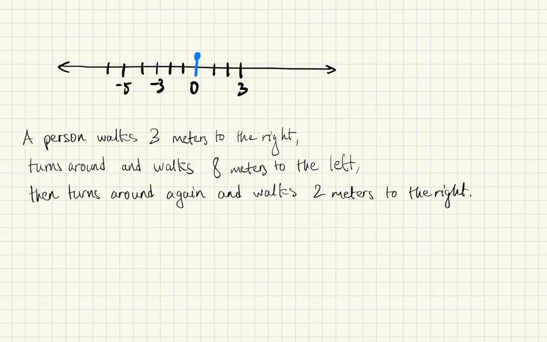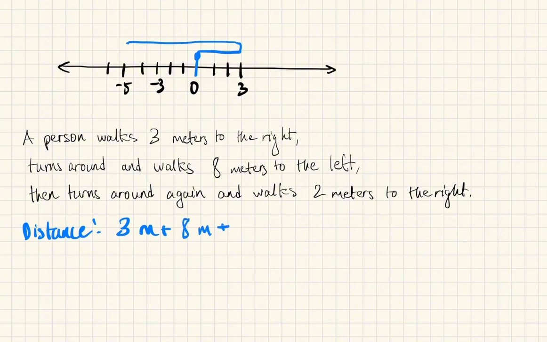This person walks 3 meters to the right. In terms of the distance, so far this person has covered 3 meters of ground. Now the person turns around and walks 8 meters to the left, so this person ends up at -5 meters relative to our point 0. But still, the length of that distance traveled is 8 meters. Finally, the person walks 2 meters to the right, and that's another 2 meters of ground covered. So the distance is going to be 13 meters. How about the displacement?